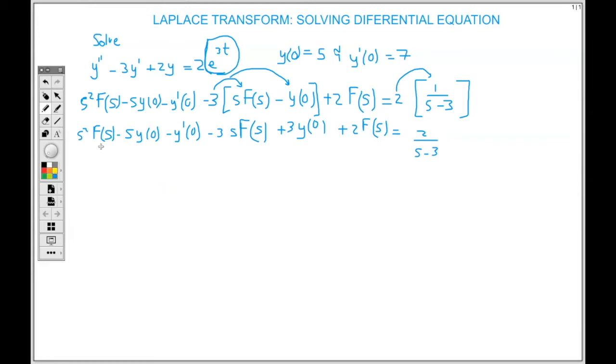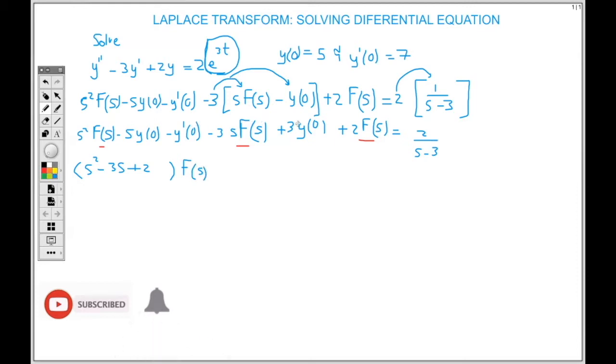Now we're going to group the ones that have capital Fs, but I'm going to do two things, group and factor the capital Fs. So the coefficients I'm going to group together, so let me write my bracket first. I will have s squared coming from this, minus 3s plus 2. So basically grouping the capital Fs, then factoring out capital Fs. That's why I have s squared minus 3s plus 2 inside the bracket, because these are the coefficients.